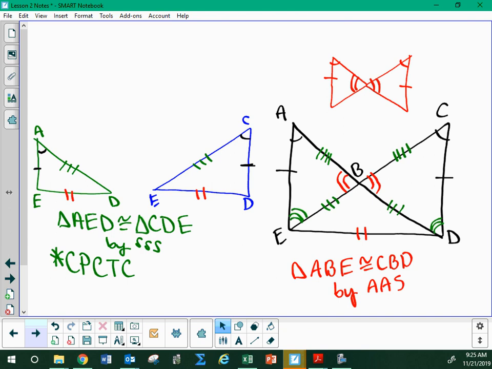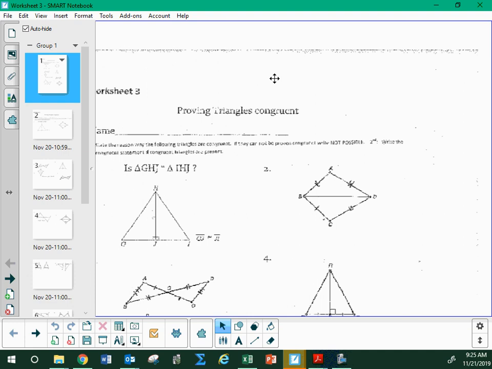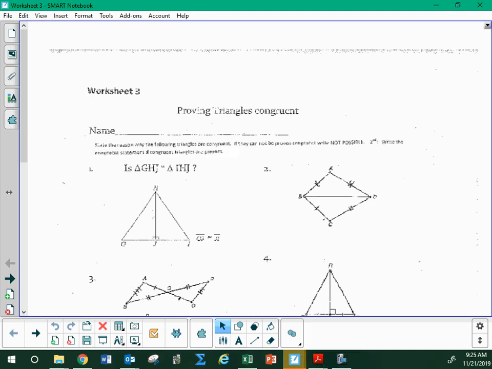So your homework for tonight is worksheets 3 and 4. I'm going to give it to you in just a moment. I want to take a look at the directions for it, so well, that's not helpful if you can't read the directions.